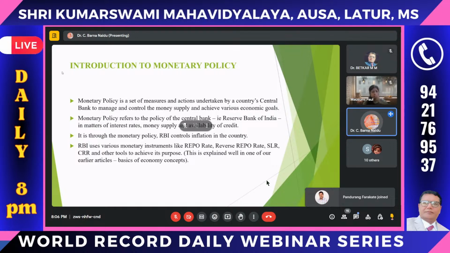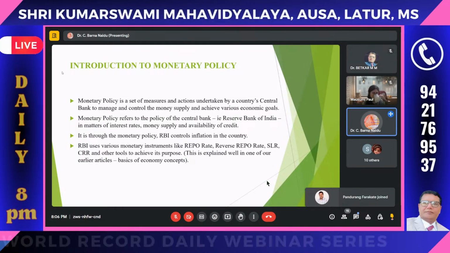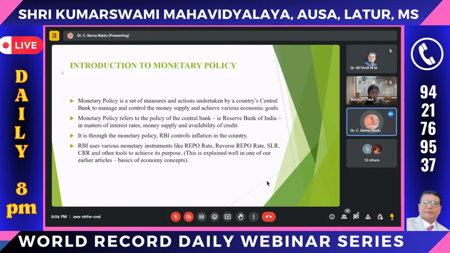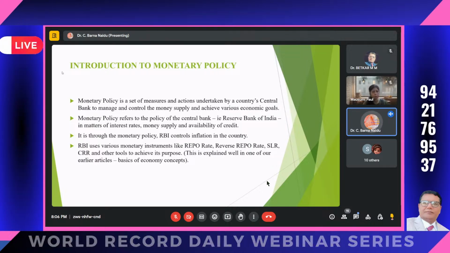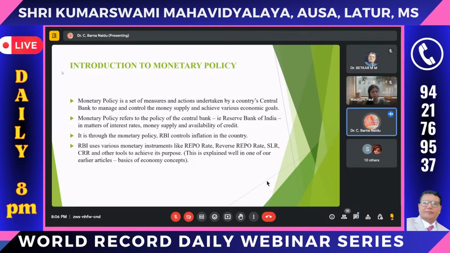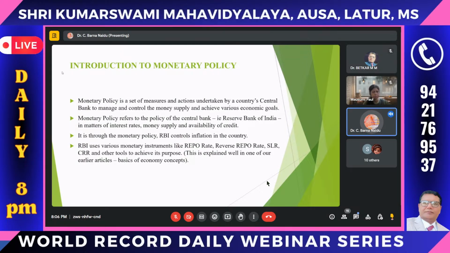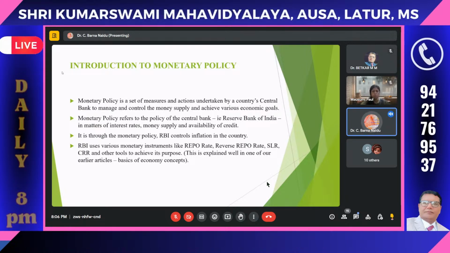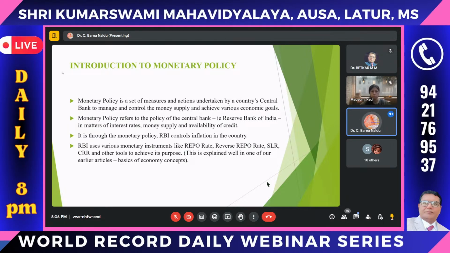It comprises various measures and instruments aimed at influencing borrowing, spending, and investment behaviors across various sectors of the economy. And the RBI monitors this monetary policy with the help of various commercial banks. The primary objective of monetary policy is to maintain price stability while supporting sustainable economic growth. The RBI employs mechanisms such as policy rates, open market operations, reserve requirements, and liquidity management to achieve these goals.